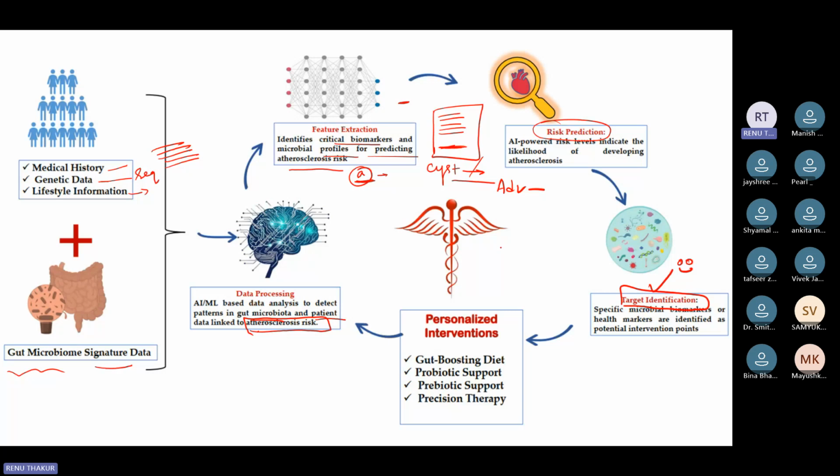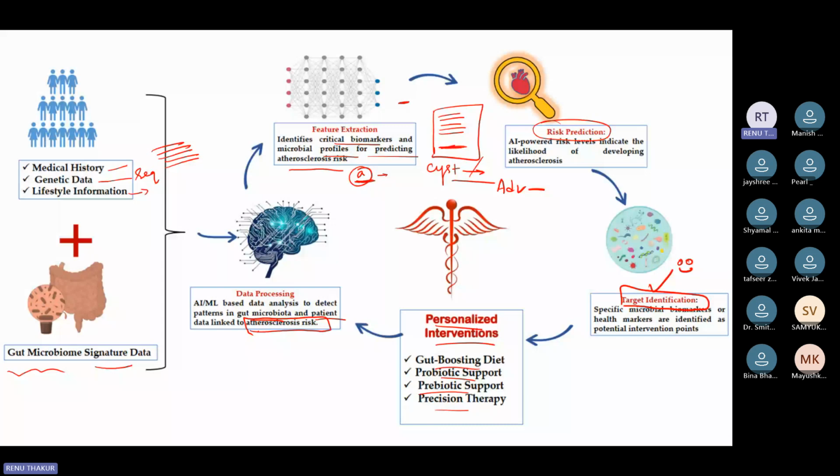So if the risk is provided by the algorithm, you can directly target that. That can be easily targeted, and then you can have personalized interventions, like you can have a gut boosting diet, you can have prebiotics, you can have probiotics, and precision therapy.